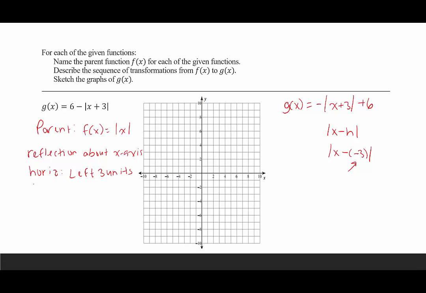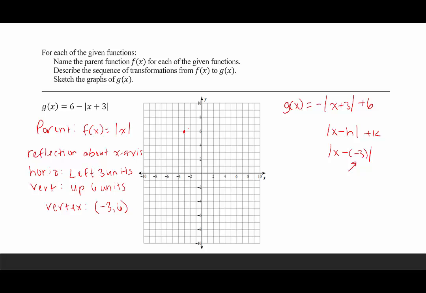And we also have a vertical transformation. Our vertical transformation would be the plus k, and in this case we have plus 6. That means it's going up 6 units. This indicates we do have a shift in our vertex. Our vertex at the parent function would be at (0, 0). Now it's going to be left 3, negative 3, and up 6. There is no stretch or shrink because the coefficient is 1 or negative 1. So we're going to use this. Vertex is (-3, 6), negative 3, up 6 units up here.